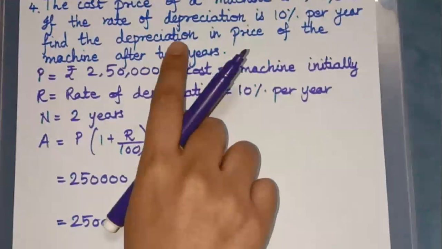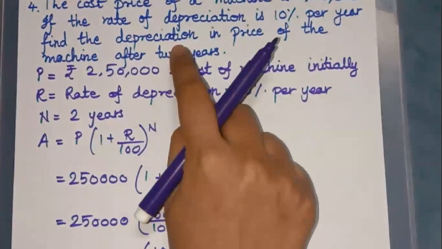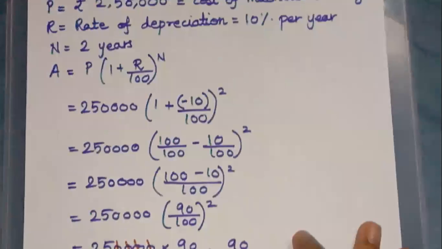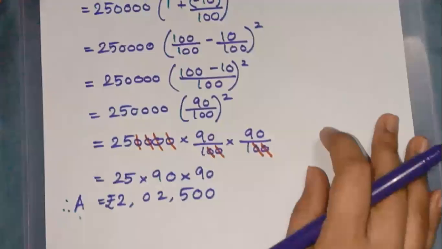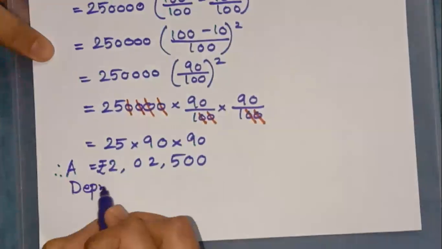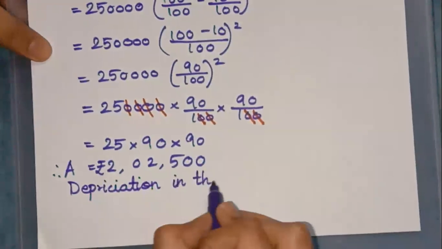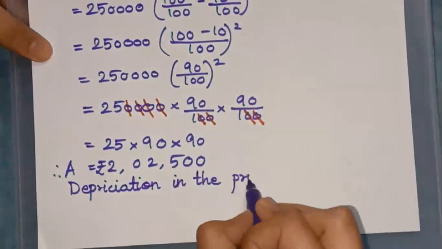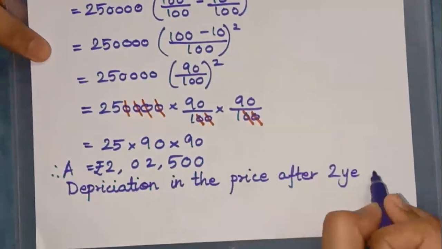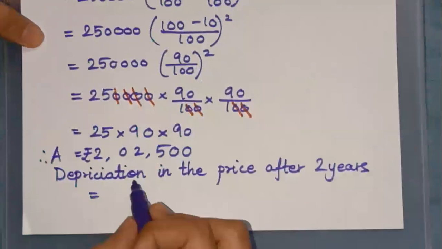Now the question is asking you to find the depreciation. It is not asking you to find the amount of interest. It is asking you to find out the depreciation. So how are we going to find out the depreciation? We are going to write down depreciation in the price after 2 years is equal to.